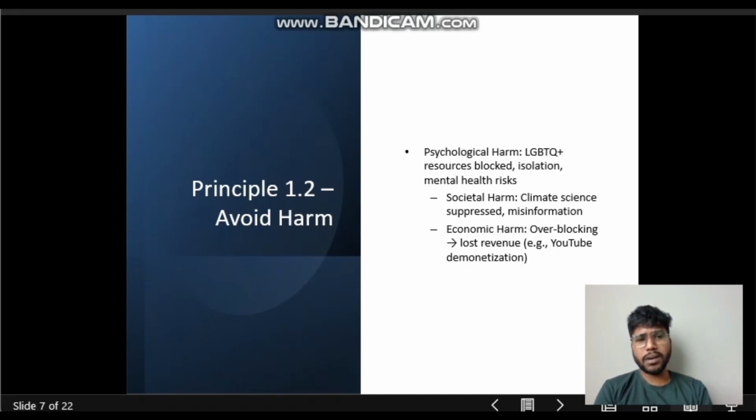The third one is economic harm. Overblocking can also harm businesses. For example, in 2018, YouTube's Content ID system mistakenly flagged and demonetized videos from small creators, costing them thousands of dollars in revenue. Basically, Blocker Plus actions could similarly harm educational publishers and content creators who rely on schools and libraries for revenue.